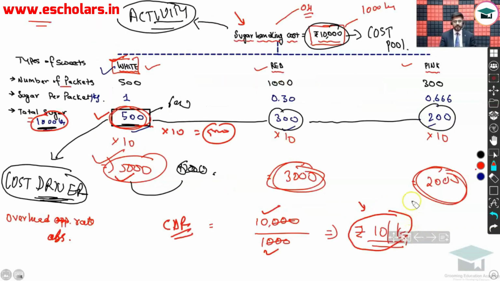Pay attention. The sugar handling was my activity, the cost was 10,000, and what was the total of cost driver? What was the cost driver? The weight of sugar, which was 1000 kilogram. How did we calculate the cost driver rate? Cost divided by cost driver total. So 10,000 divided by 1000 kilograms. So rupees 10 per kg was my cost driver rate.